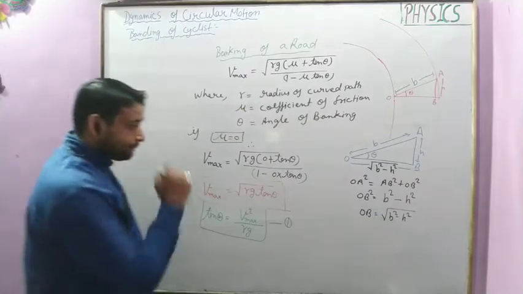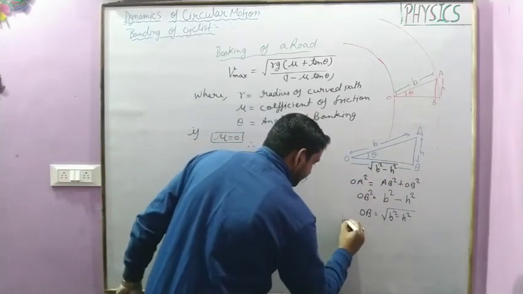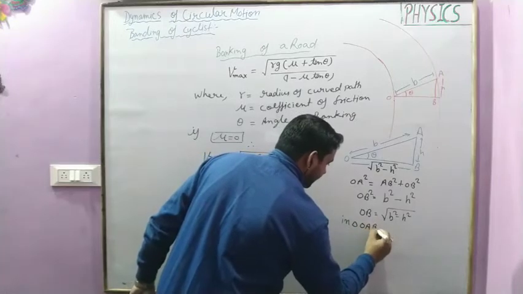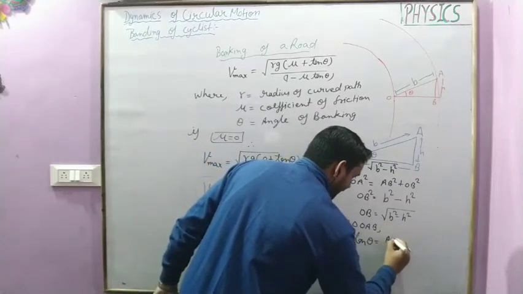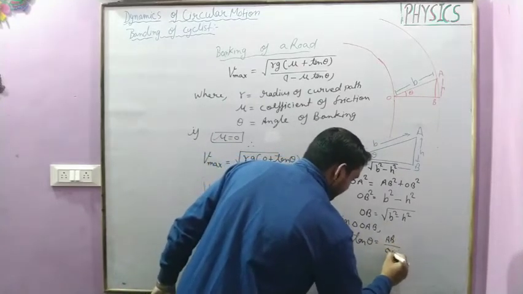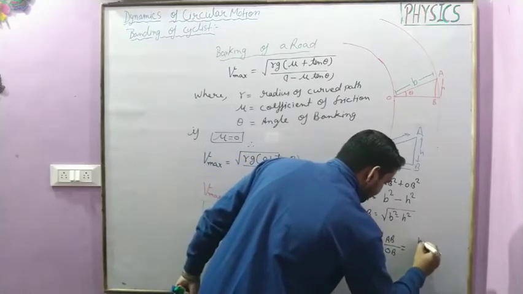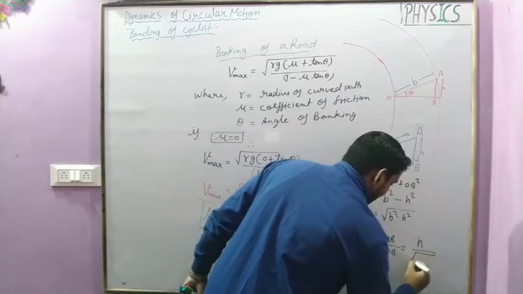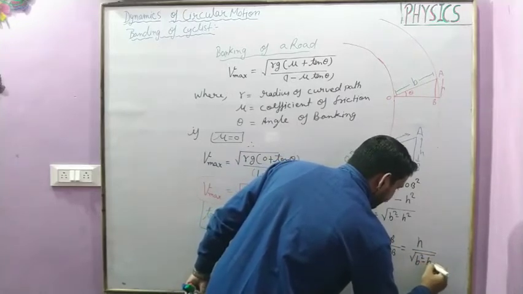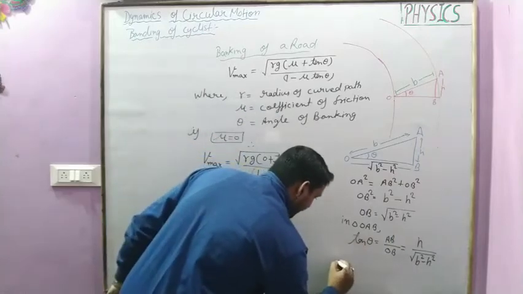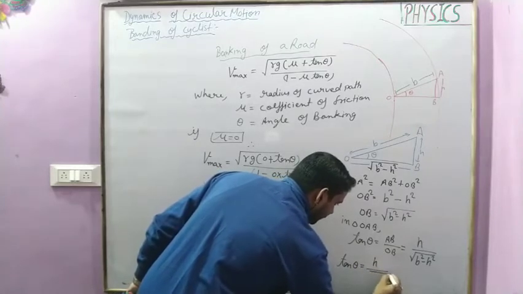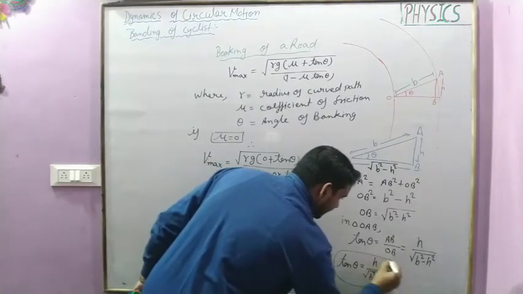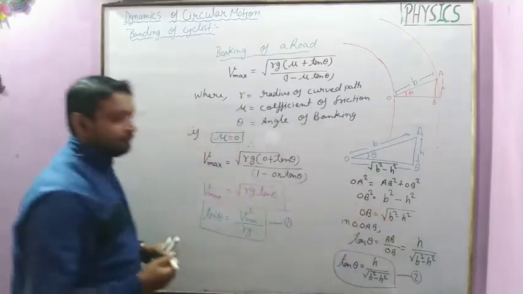It is clear? Now in triangle OAB, the value of tan theta is height AB upon base OB, which finally gives H upon the square root of B square minus H square. Therefore tan theta is equal to H upon the square root of B square minus H square. This is our second equation. Clear?